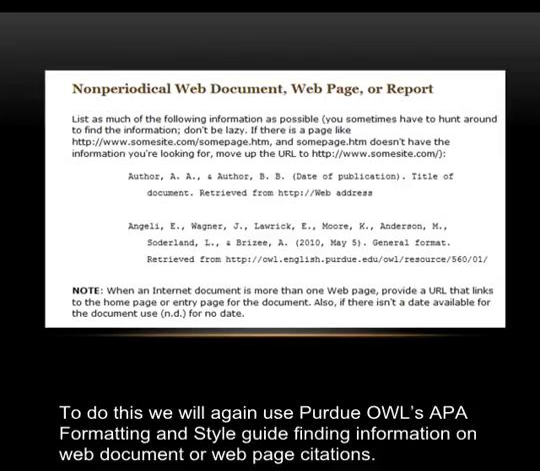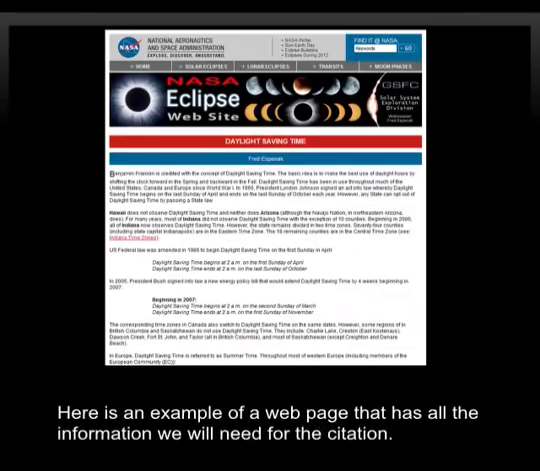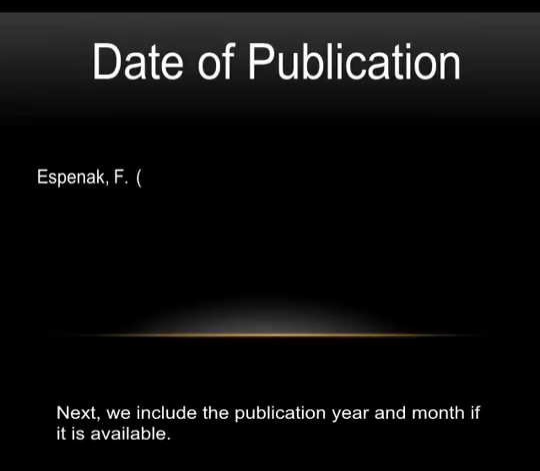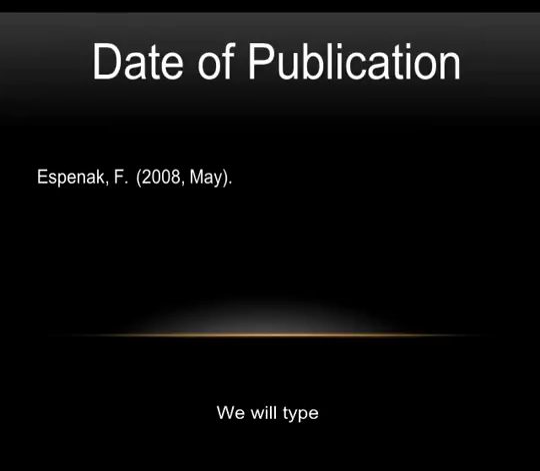To do this, we will again use Purdue OWL's APA Formatting and Style Guide, finding information on web document or web page citations. Here is an example of a web page that has all the information we will need for the citation. Like all citations, we start with the author first. Next, we include the publication year and month if it is available.